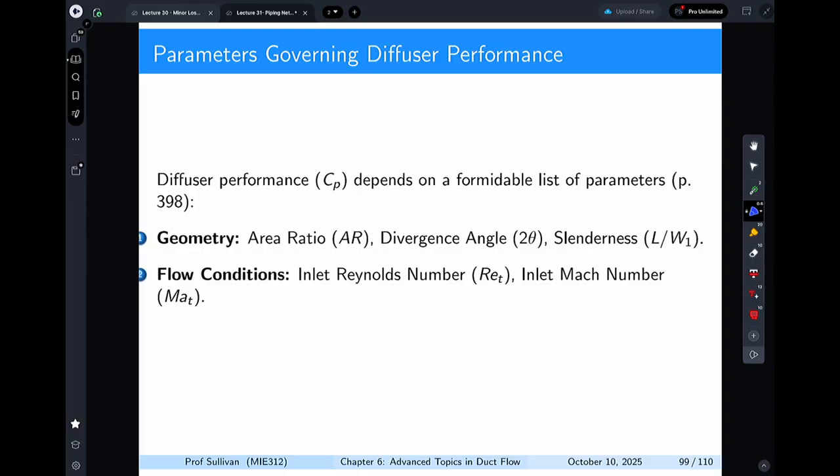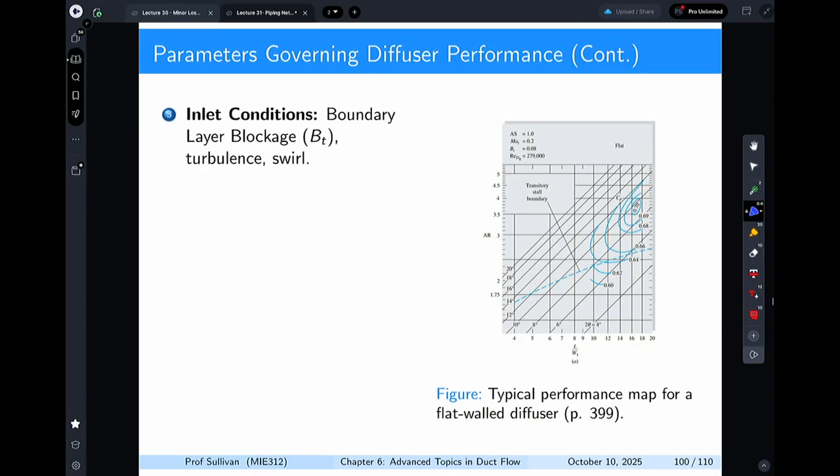Diffuser performance, and again, I'll remind you that in all of my references to tables, charts, or whatever, these are to the previous edition of the text. Area ratio, divergence angle, slenderness are geometry that are important. Inlet flow and inlet Mach number. Inlet Mach number, not so much. When you're dealing with duct flow, you're not dealing with something that is going to be that difficult. So there we go. Here's a plot.